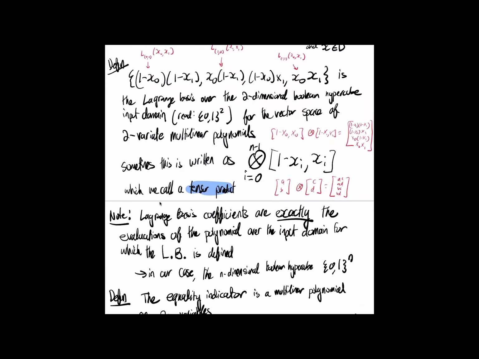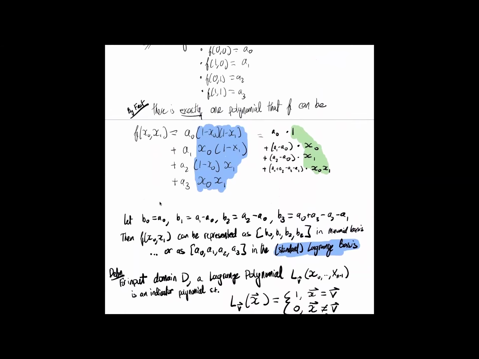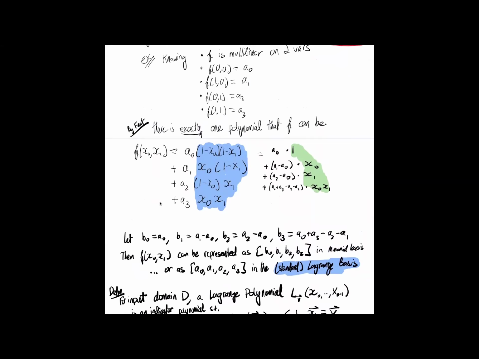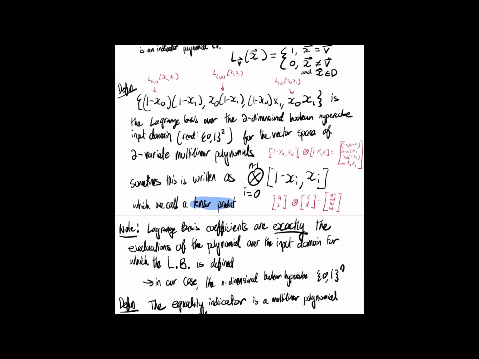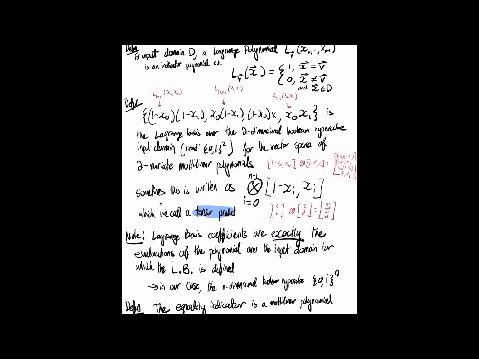So last note before I take questions: the Lagrange basis coefficients are exactly the evaluations of the polynomial over the input domain for which the Lagrange basis is defined. In our case, the n-dimensional Boolean hypercube. So going back up to here, these are the Lagrange basis coefficients. So this is the Lagrange basis, these guys. These are the coefficients in the Lagrange basis. And A0, A1, A2, A3 are literally evaluations over the Boolean hypercube. Any questions about this?